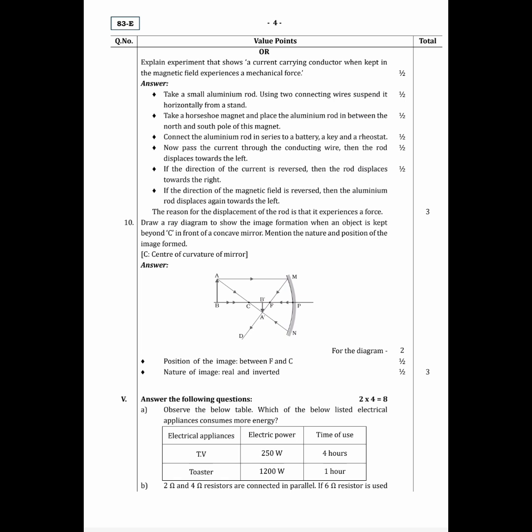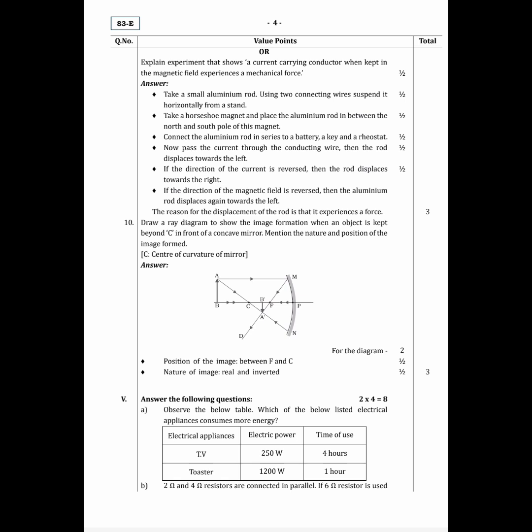If the direction of the current is reversed, then the rod displaces towards the right. If the direction of the magnetic field is reversed, then the aluminium rod displaces towards the left. The reason for the displacement of the rod is that it experiences a force.